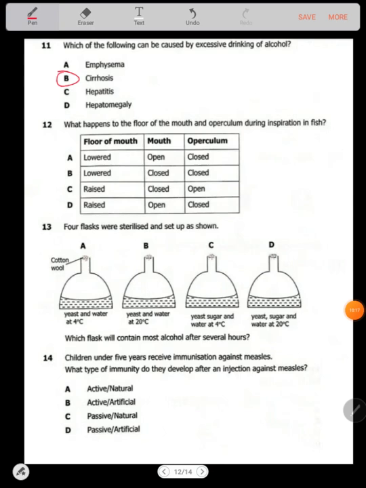Question 12. What happens to the floor of the mouth and operculum during inspiration in fish? Now, during inspiration, the fish is taking in what? Water. So, water is entering the fish. So, the first thing is the mouth must be open. It's open. We cancel this and we cancel that.